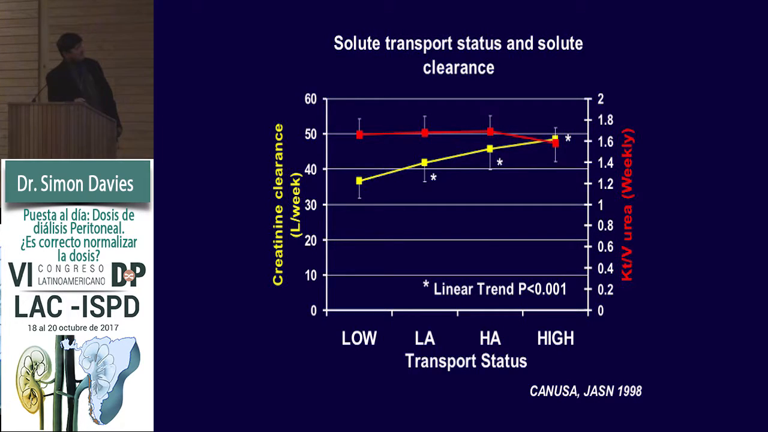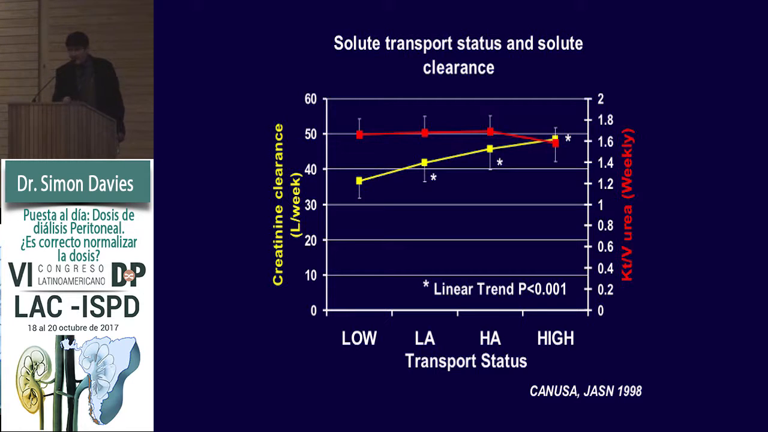So first of all, looking at membrane function, this is data going back to the Canusa study many years ago. What you can see here is that the transport status of patients, low to high transport status, has no effect on the urea clearances that are achieved, but quite a strong and significant effect on the creatinine clearances achieved. So you can see here it's much easier to achieve a creatinine clearance in a high transport patient than it is in a low transport patient.